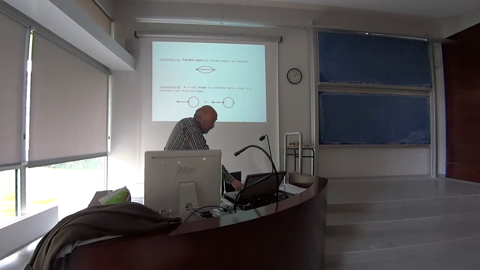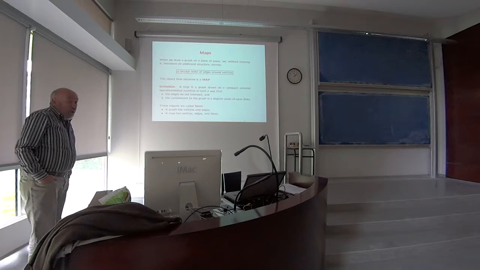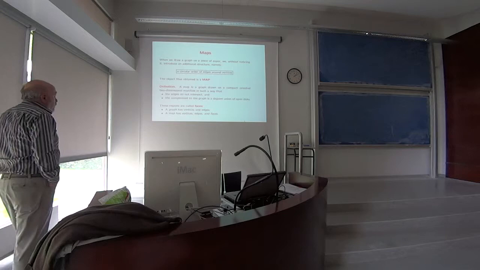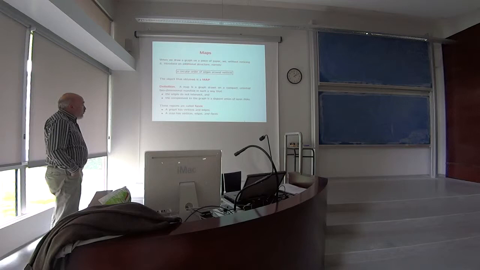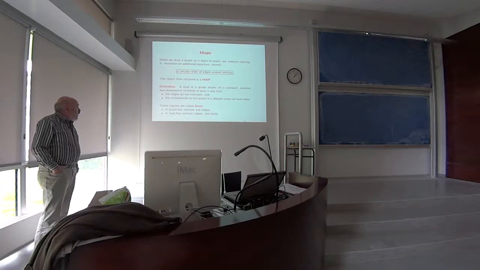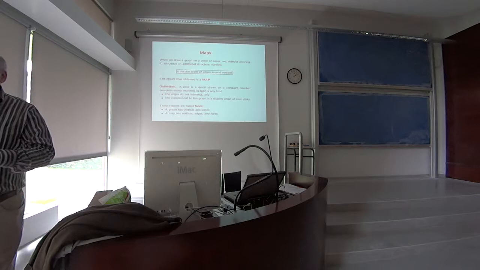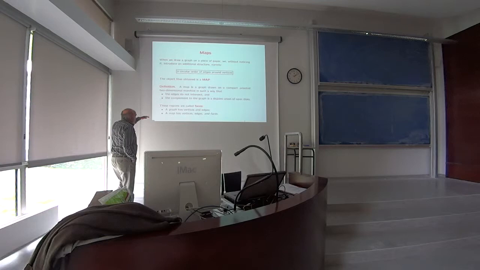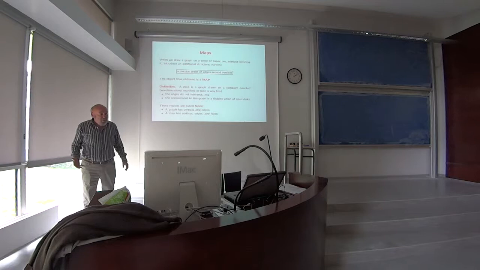What is a map? When we draw a graph, for example, on a piece of paper, we add to it an additional structure. Namely, there is a circular order of edges around each vertex. And in this way, we obtain a map. So, definition: a map is a graph drawn on a compact, oriented, not only orientable but already oriented, two-dimensional manifold, in such a way that the edges do not intersect, and the complement to the graph is a disjoint union of simply connected domains, homeomorphic to open disks. These regions are called faces. A graph has only vertices and edges, but a map has vertices, edges, and faces.